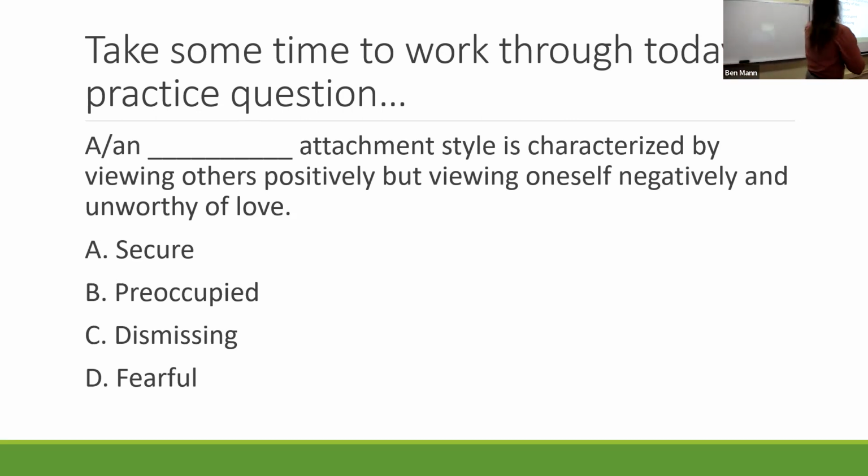So attachment styles, how many people say A, secure, B, preoccupied, C, dismissing, or D, fearful? Yes, so the correct answer here is B, preoccupied, right? Under a preoccupied attachment style, you're interested in connecting with other people and forming meaningful relationships with other people, right? You love other people, but you don't feel great about yourself.